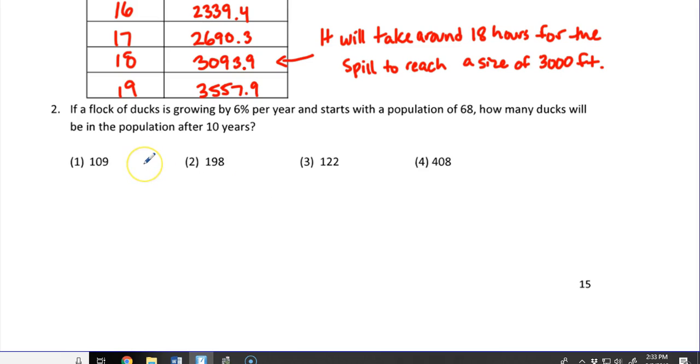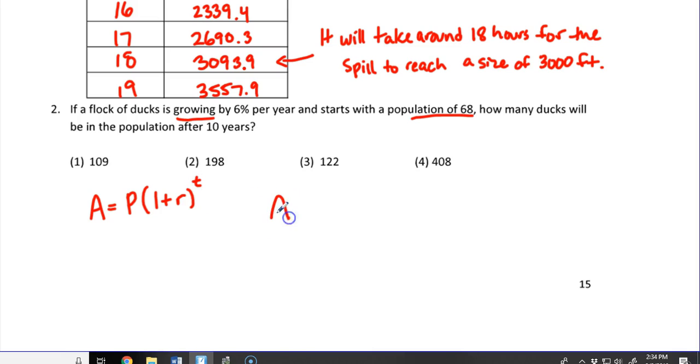Question 2 says, okay, different context. A flock of ducks is growing by 6% per year. It has a starting population of 68. How many ducks would we have after 10 years? Let's see if we can set something up. We could certainly make a table where we're showing what we multiplied by each time, or we could start with our function. So our function for exponential growth, we know it's growth because it's growing, right? Keyword there. We have our initial amount, and we're multiplying by this growth factor, 1 plus the rate, raised to the t power.